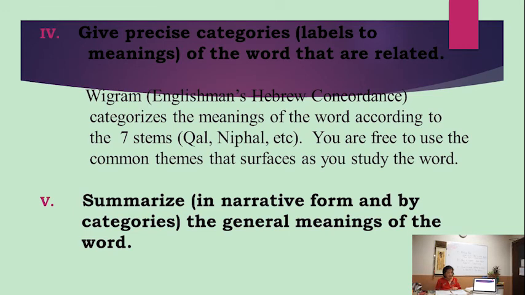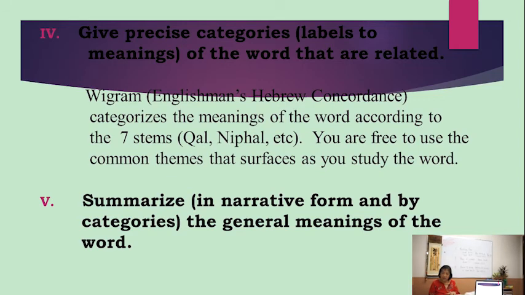And number 5, summarize in narrative form and by categories the general meanings of the word. So your Menuchah, Menuchot generally can mean resting place, place to settle down, a place of security, peace of mind, feeling of security. Now, to what does Psalm 23:2 belong? To which of these definitions or meanings would Psalm 23 verse 2 belong? So would it be number 1, number 2, number 3?